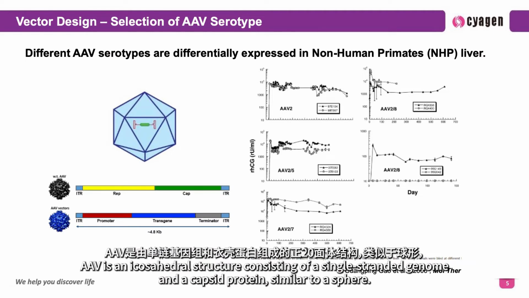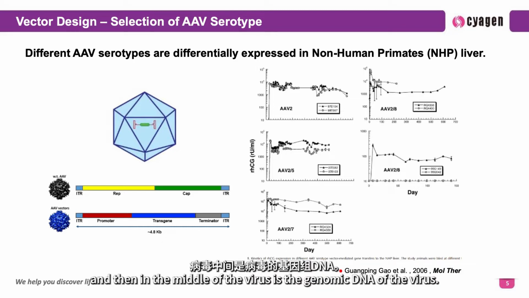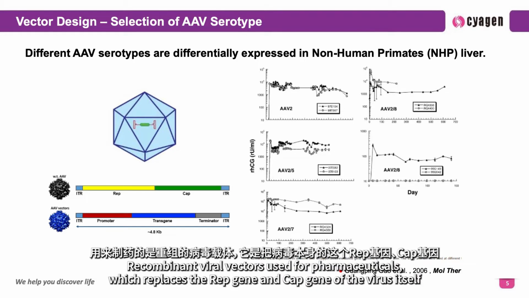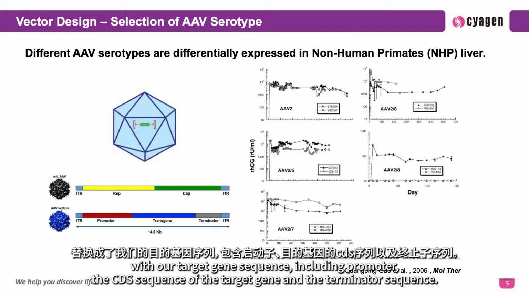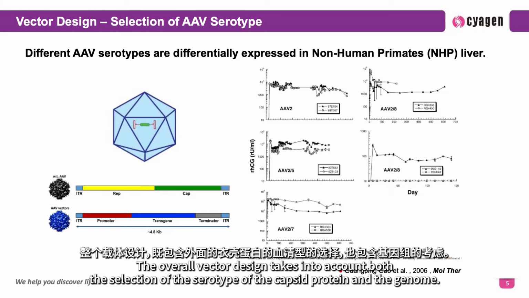AAV is an icosahedral structure consisting of a single-stranded genome and a capsid protein, similar to a sphere. And then in the middle of the virus is the genomic DNA of the virus. Recombinant viral vectors used for pharmaceuticals replace the rep gene and cap gene of the virus itself with our target gene sequence, including promoter, the CDS sequence of the target gene and the terminator sequence. The overall vector design takes into account both the selection of the serotype of the capsid protein and the genome.